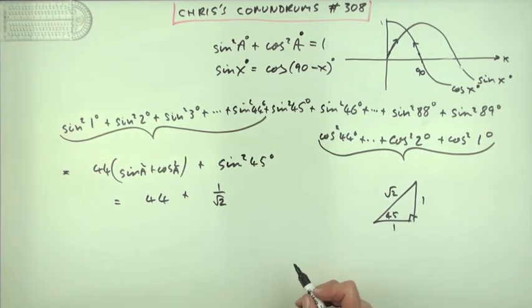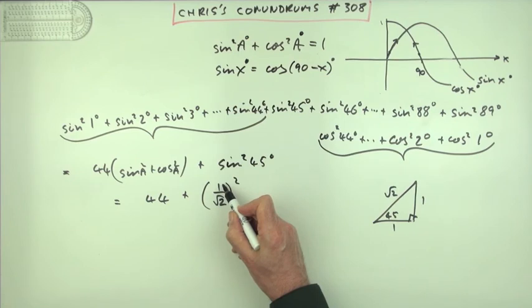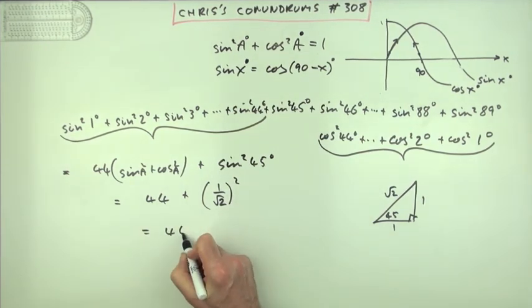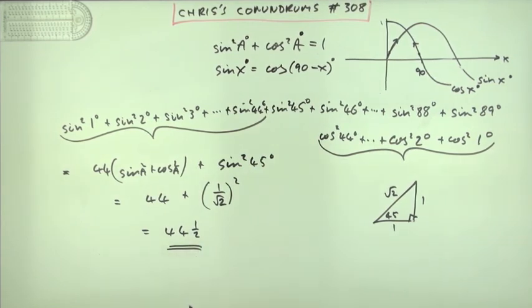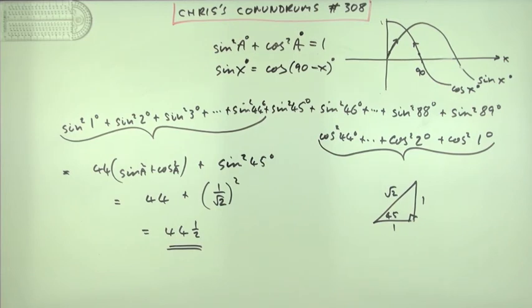Unless you press the buttons in the calculator, and you'll have root 2 upon 2 because it will automatically rationalise the denominator. Squaring that gives you the square of the top's 1, the square of the bottom takes you back to 2. So that's 44.5. The answer to this sum is 44.5, or if you like, 44 and a half.